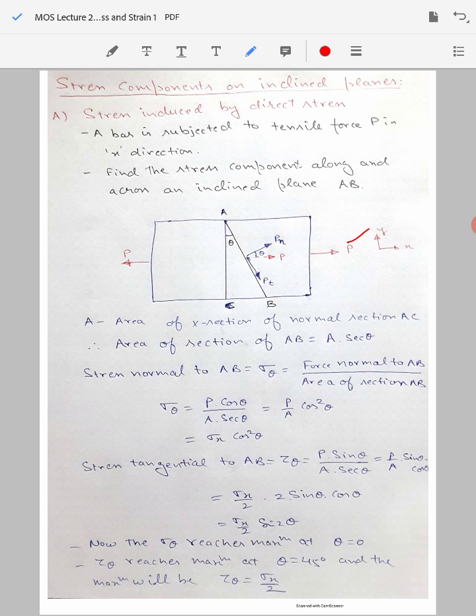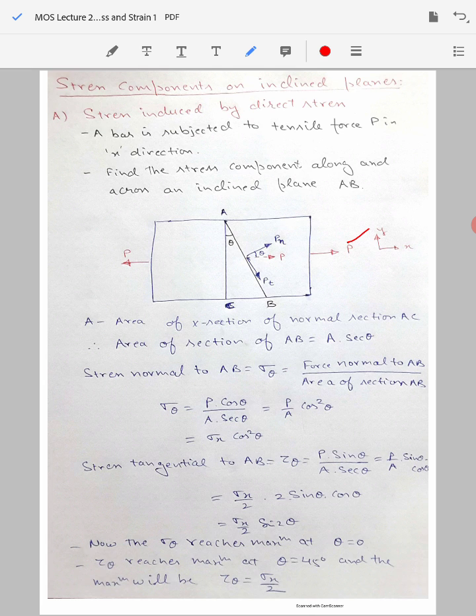This is some simple rectangular object on which this load is being acted upon. This is a bar, and we need to find the stress components along and across an inclined plane AB. So this is my inclined plane AB, on which I need to find the stresses perpendicular to it and parallel to it.